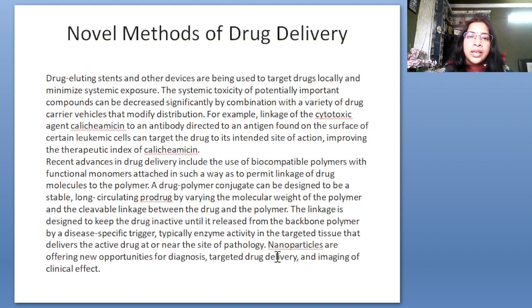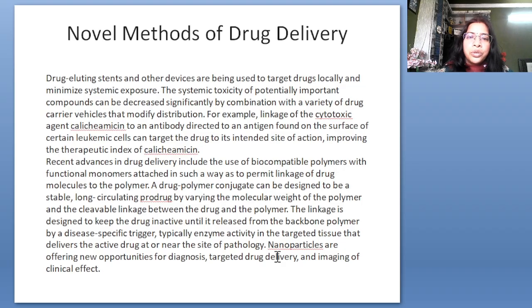Novel methods of drug delivery. Novel methods include directly sending the drug to its site of action. For this, drug-eluting stents and other devices are used. The systemic toxicity of potentially important compounds can be decreased by a novel method of drug delivery because the distribution throughout the body does not take place. We can see this through an example.